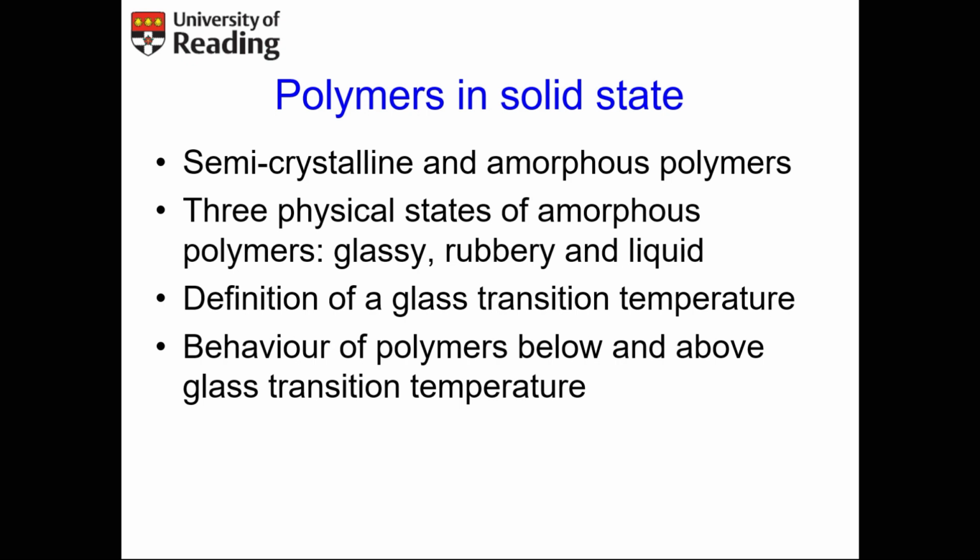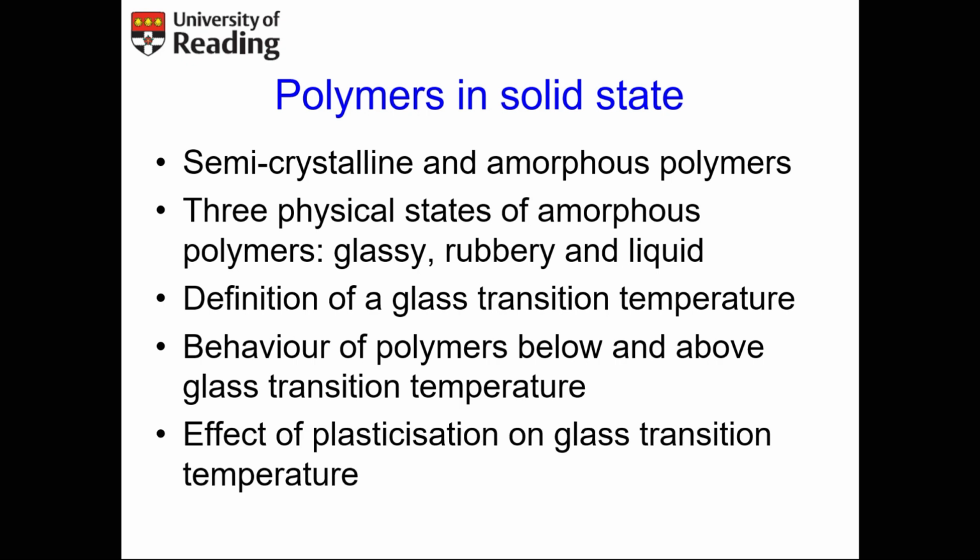Then you also need to know about the behavior of polymers below and above glass transition temperature. And also, you should be familiar with plasticization as an effect of different small molecules on glass transition temperature. So when a plasticizer is added to polymers, it will reduce glass transition temperature, which may make the material softer.